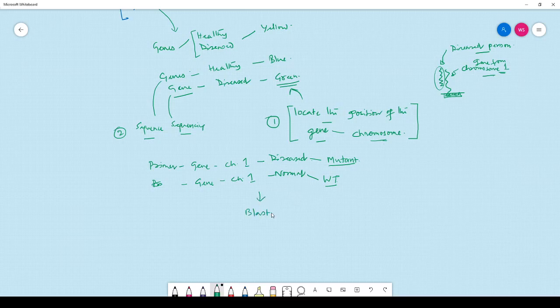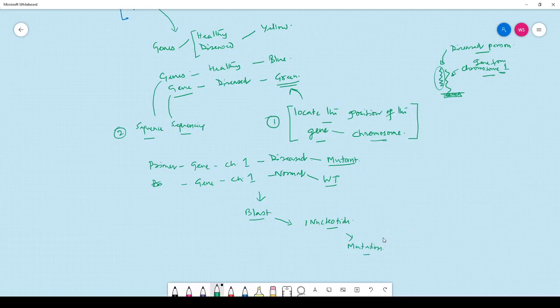We can blast it. What is blast? We are going to overlap these two sequences and see whether there is a change. And if that blast reveals that at a particular location there is a change in one nucleotide, okay, then we have identified the mutation.